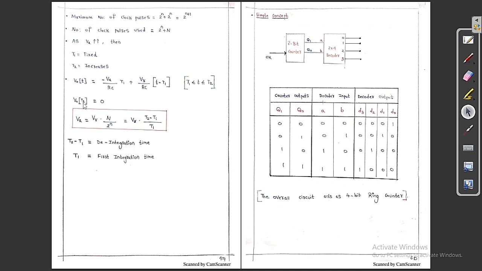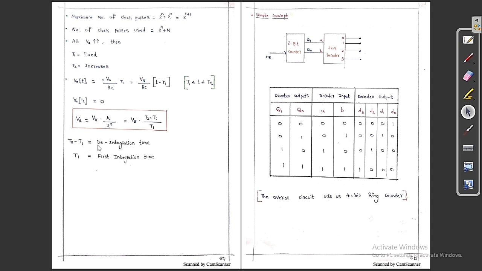Now at T2, the output voltage is going to become 0. So if you substitute capital T2 in place of T and keep this as 0, we are going to get this expression: VA is equal to VR into n by 2 to the power of n. Then what is n? n is nothing but T2 minus T1. So VR into n by 2 to the power of n is equal to VR into (T2 minus T1) by T1. T2 minus T1 is nothing but n into T clock, but T1 is equal to 2 to the power of n T clock. So T clock cancels. Finally, we get VR into capital N by 2 to the power of n, or finally, VR into (T2 minus T1) by T1.